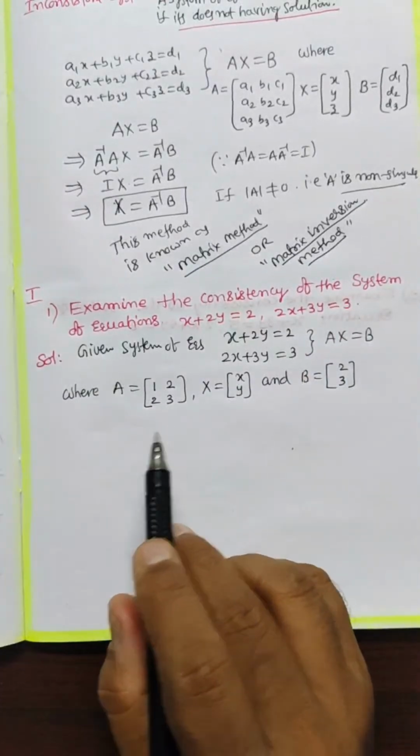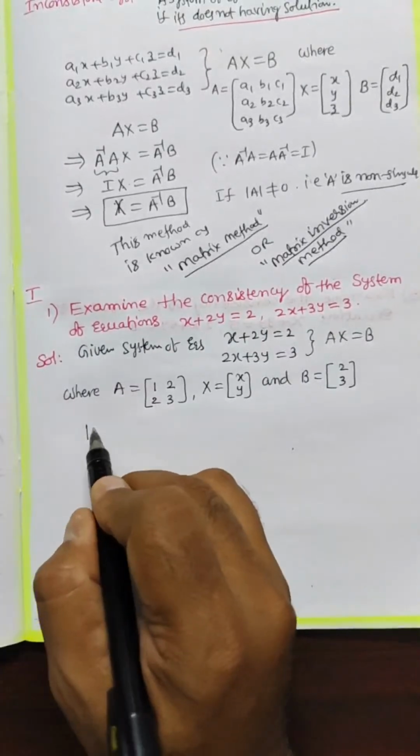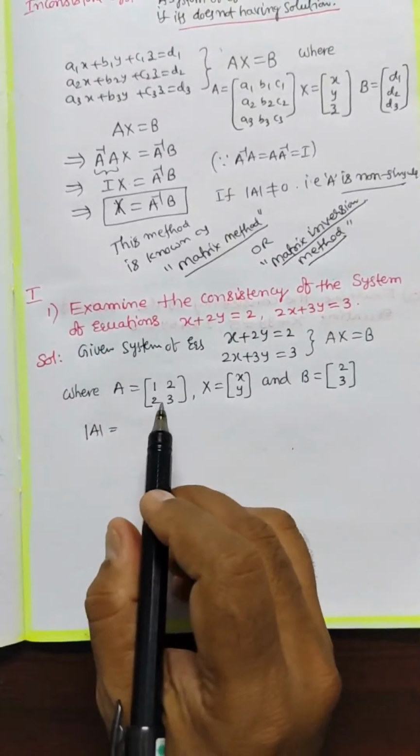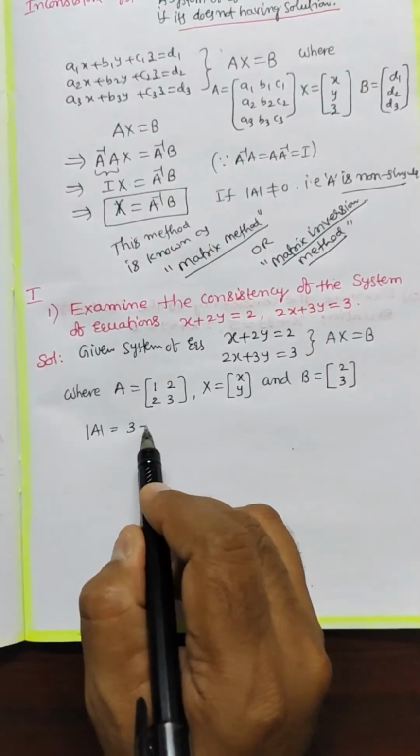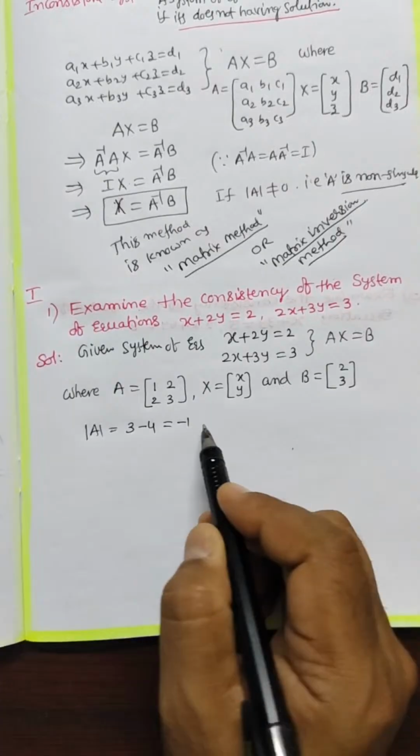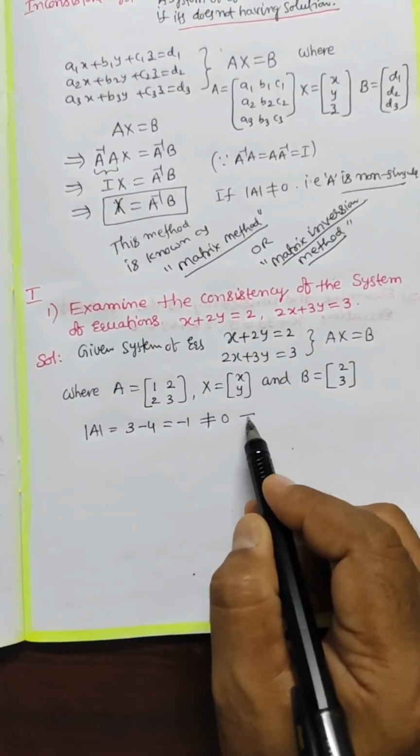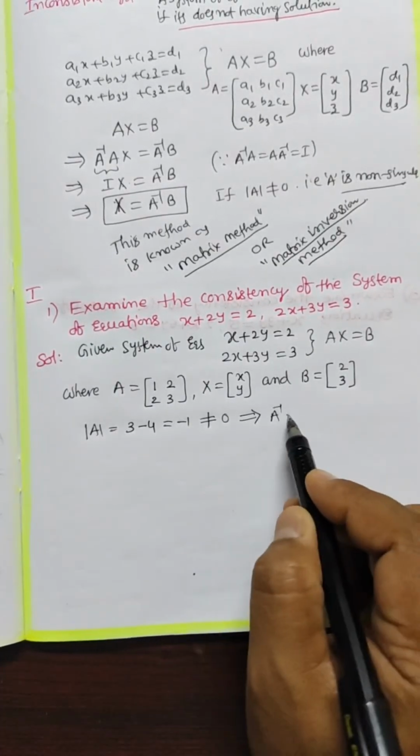To get the solution of this matrix, first find the determinant. The determinant of a b, c d is ad minus bc. So 3 minus 4, which is equal to minus 1, cannot be 0. That implies A inverse exists.